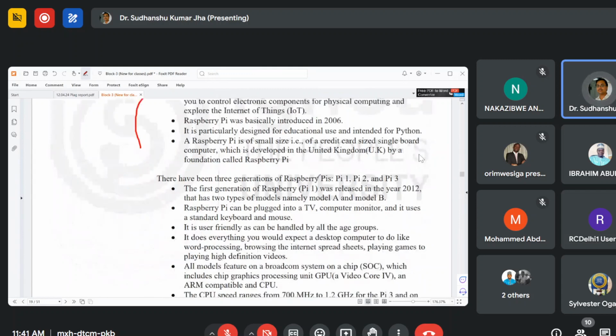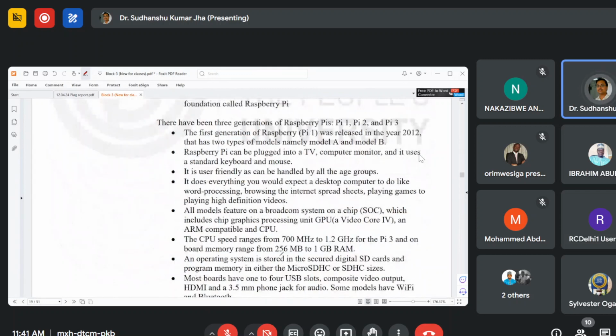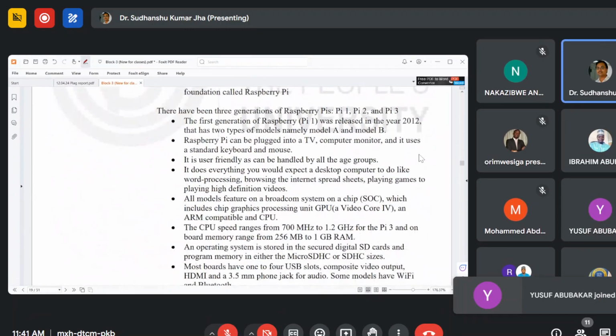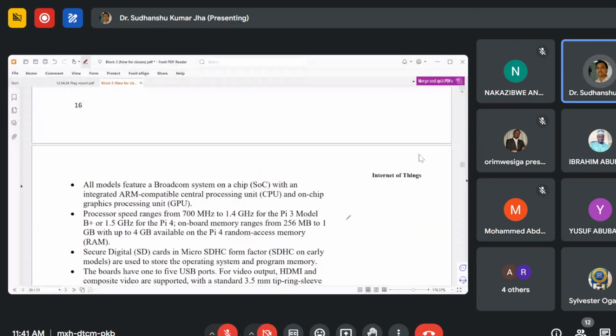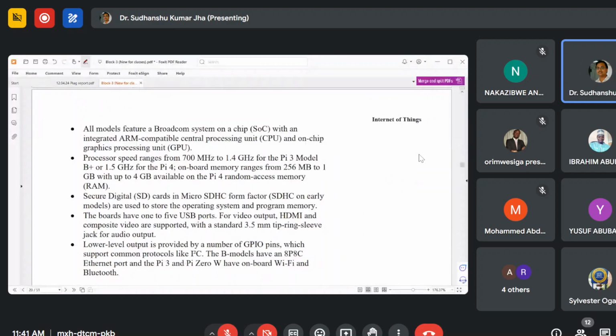So let me show you. If you see the configuration of the Raspberry Pi, you can get the GPU as well as the CPU. You will get the CPU speed from 700 megahertz to 1.2 gigahertz. You may get the memory, the RAM, 256 MB to 1 GB. You may insert the micro SD or the digital SD for storing data, or you may directly connect with cloud computing. So these are the configuration of the Raspberry Pi.